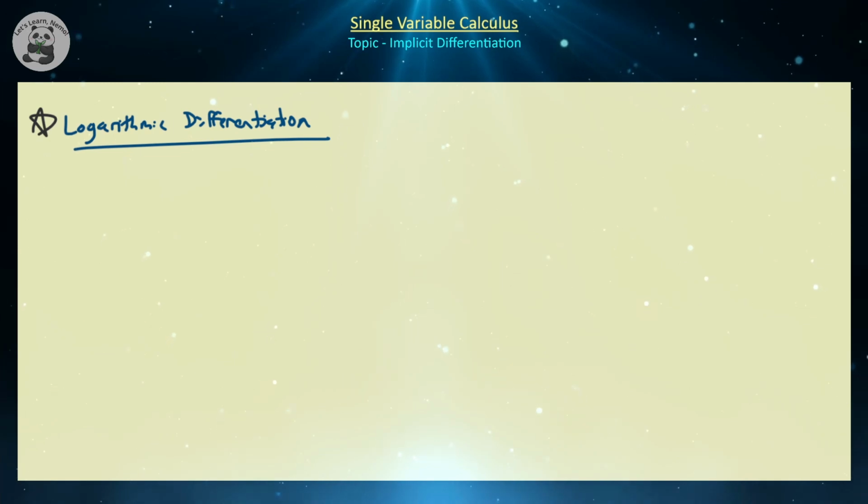The last thing I want to introduce today is another method that comes as a result from implicit differentiation, and is known as logarithmic differentiation. So let's take a guided example of a function where logarithmic differentiation actually comes into play.